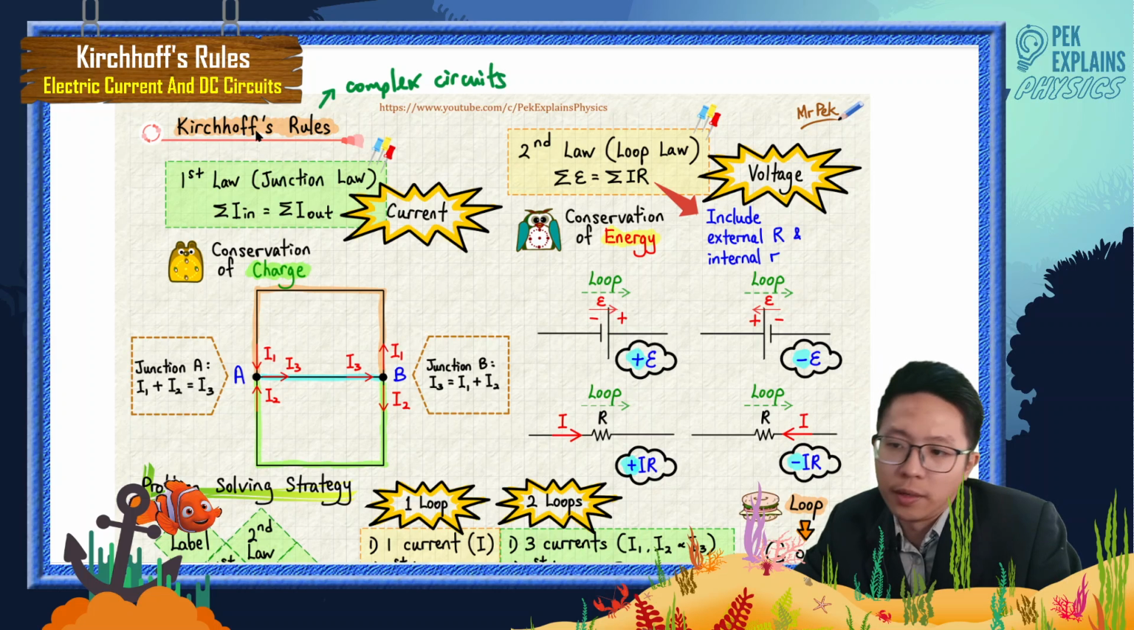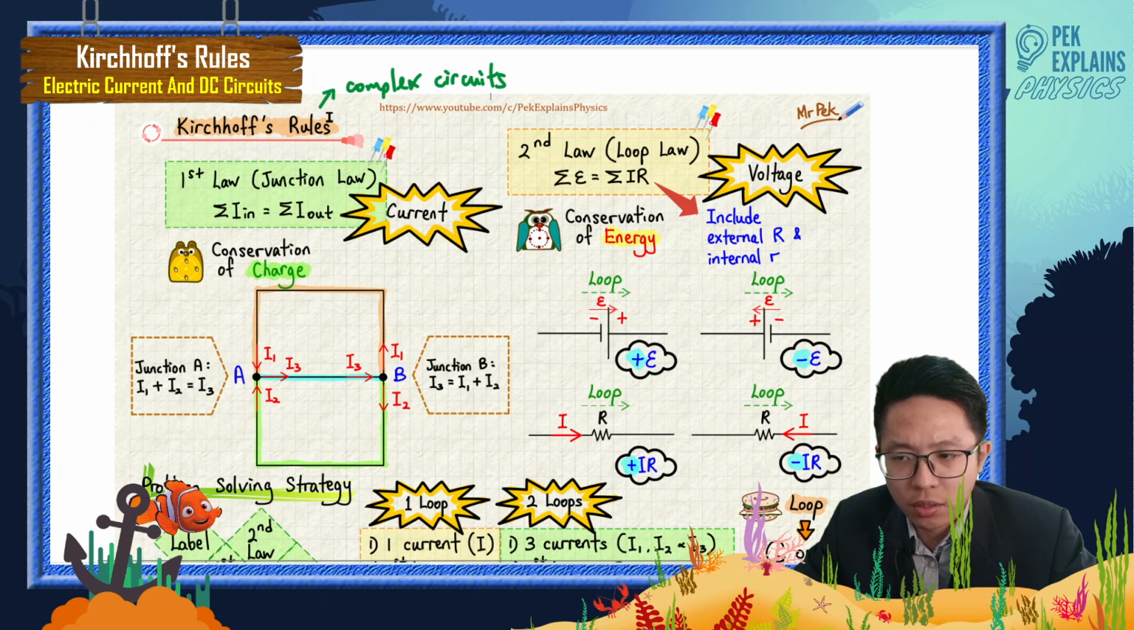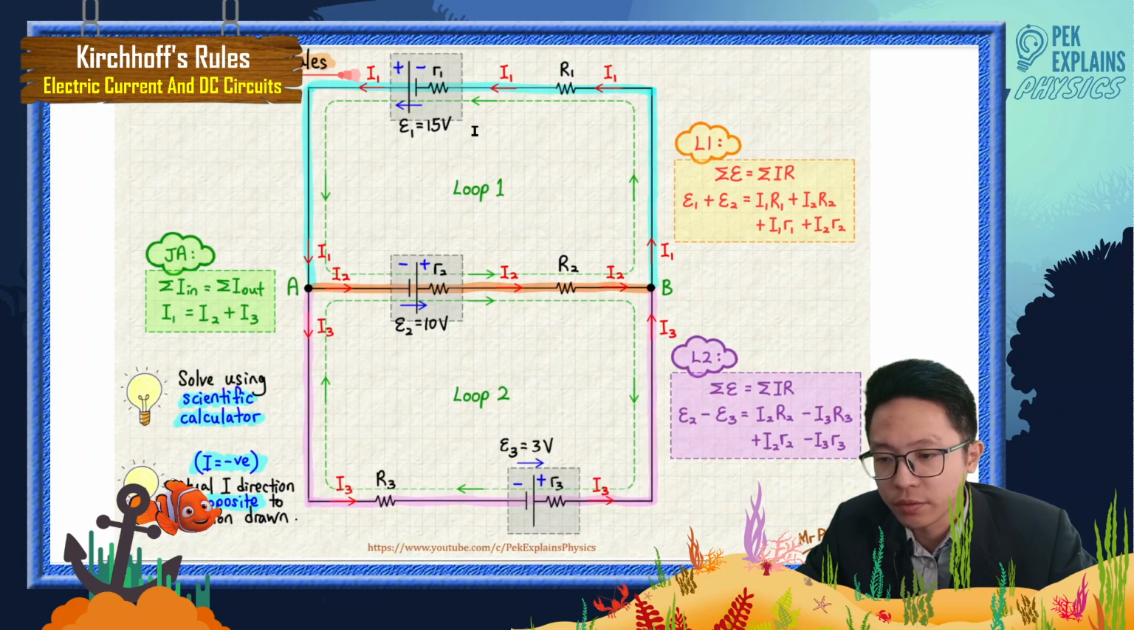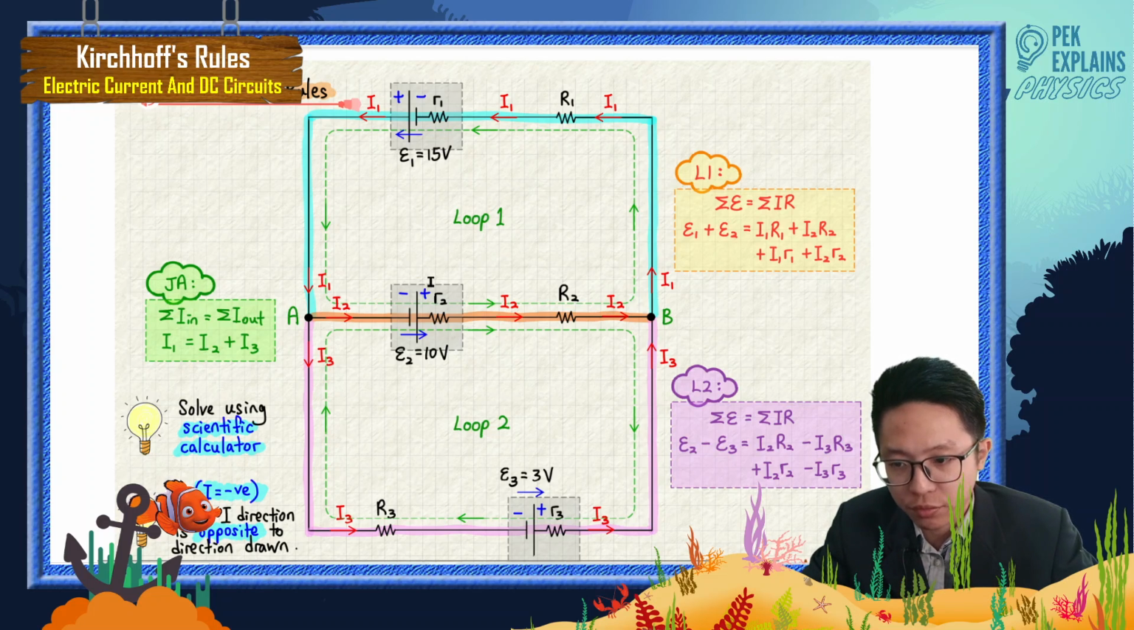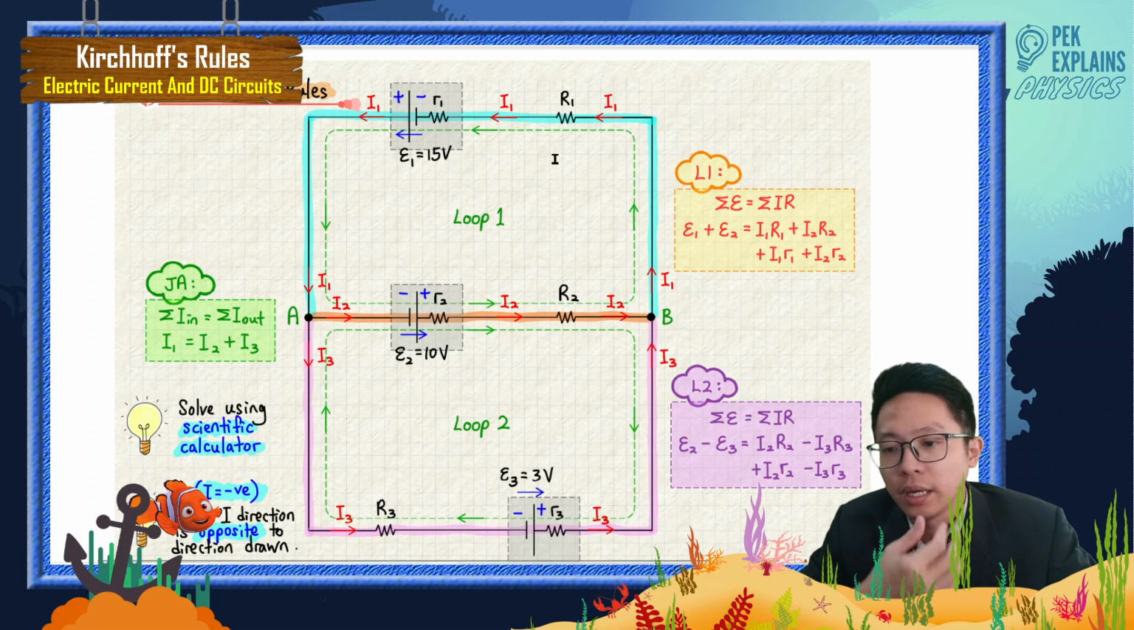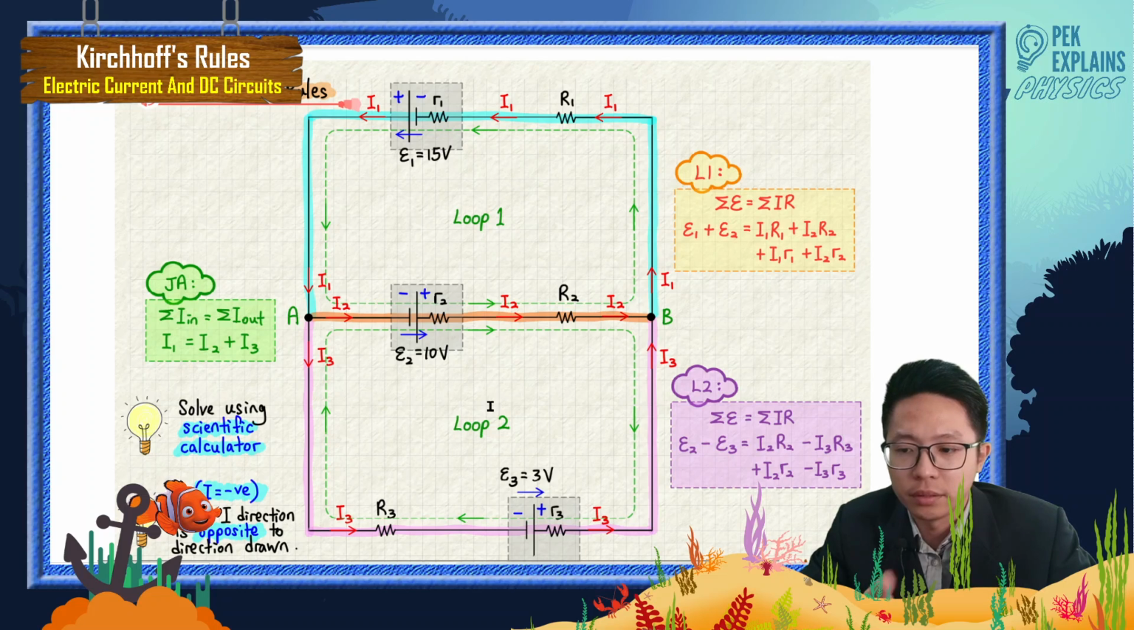Why do we have complex circuits? For example, like this one. If you look here, in this circuit we have not just one battery, we have multiple batteries. We have 3 batteries here, and then we have these resistors also. I'm not sure whether resistor 1 and resistor 2 are in series or in parallel. I'm not sure what combination this is. And we have multiple batteries in different loops.